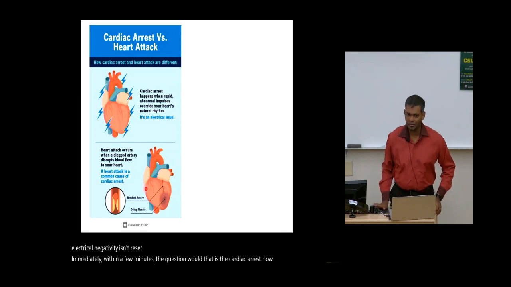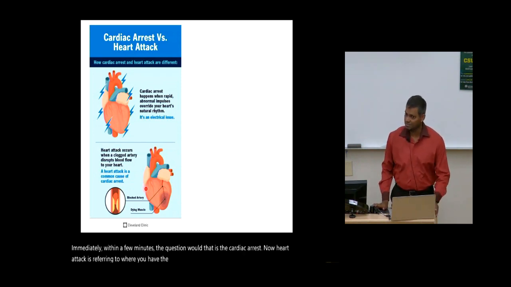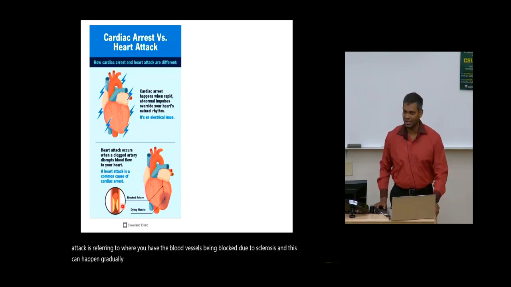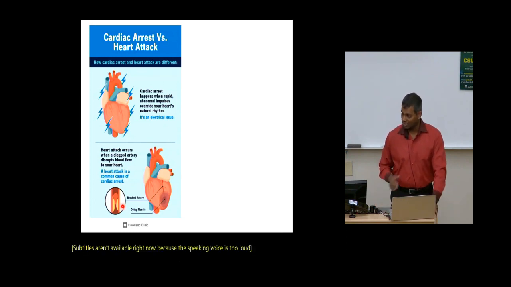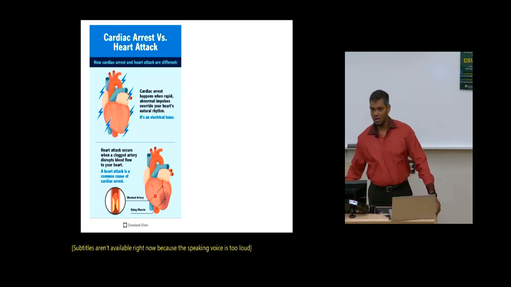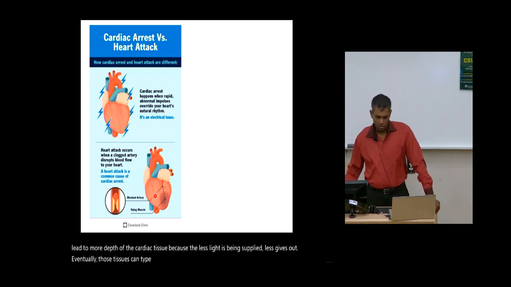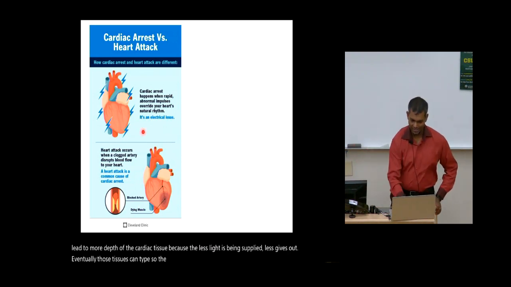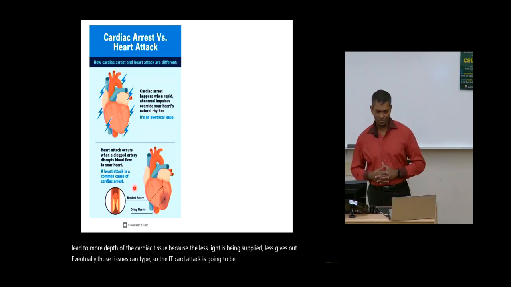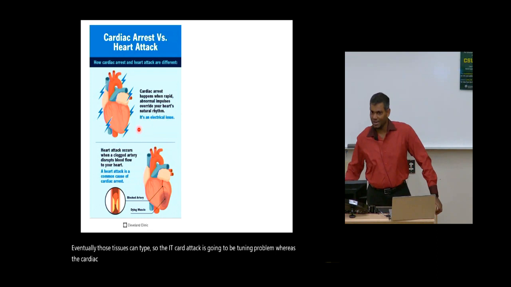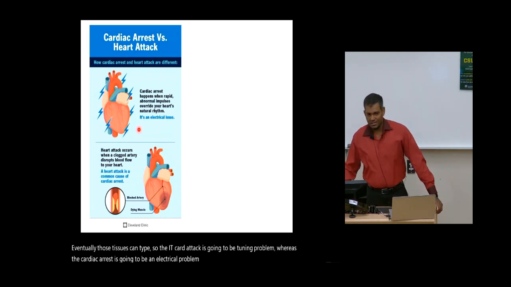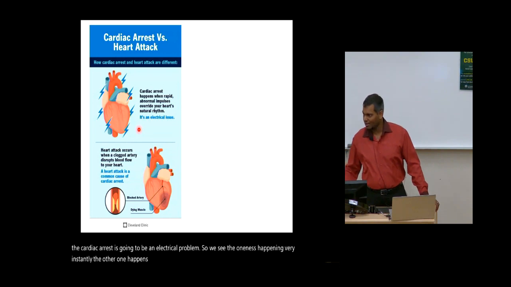Now, a heart attack is where you have the blood vessels being blocked due to atherosclerosis, and this can happen gradually over time, right? And the longer you take to fix this problem, it can lead to more death of the cardiac tissue, because the less blood is being supplied, the less it gets oxygenated, and eventually those tissues can die. So the heart attack is a tubing problem, whereas the cardiac arrest is an electrical problem. So we see that one is happening very instantly, the other one happens slowly.